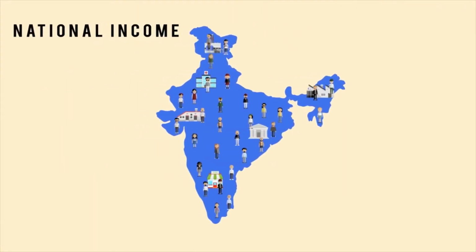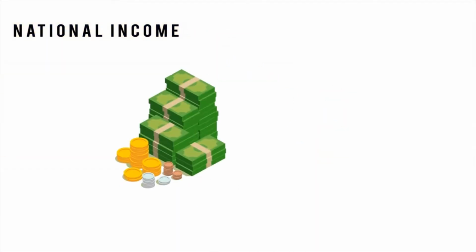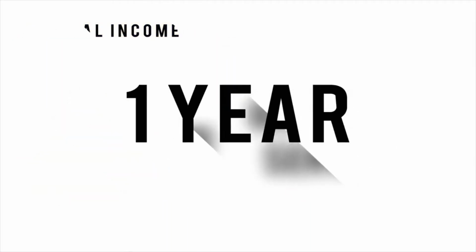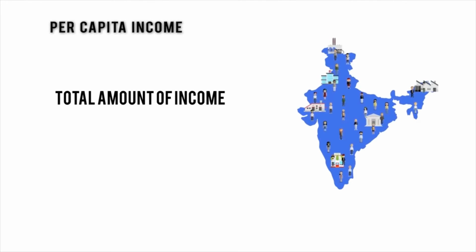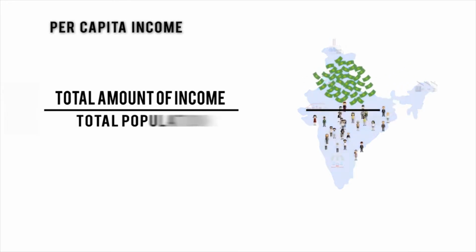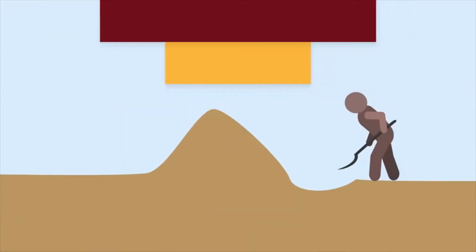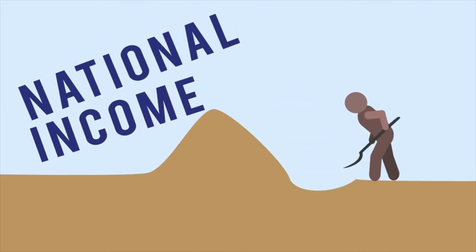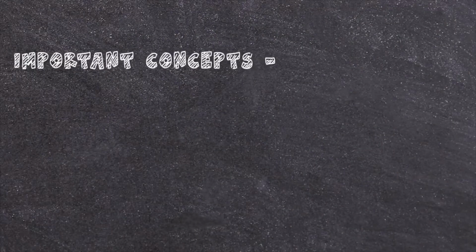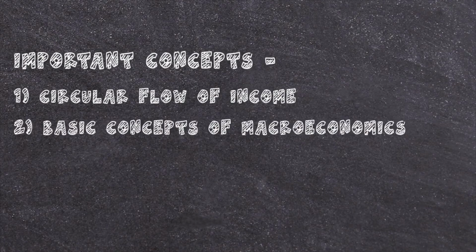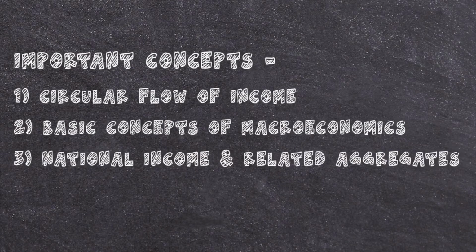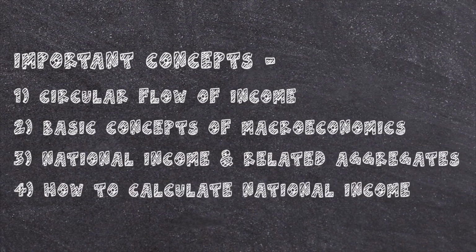In previous sessions you might have heard of terminologies like national income, which is the total income earned by all the people and institutions within a country, from the production of goods and services, usually measured over a period of 1 year. And per capita income, which is the total amount of income earned by all the people and institutions within a country, divided by the total population, or the total number of people. In this section we'll dig deeper into it, and understand national income better. We'll cover important topics such as circular flow of income, basic concepts of macroeconomics, national income and related aggregates, and how to measure or calculate national income.